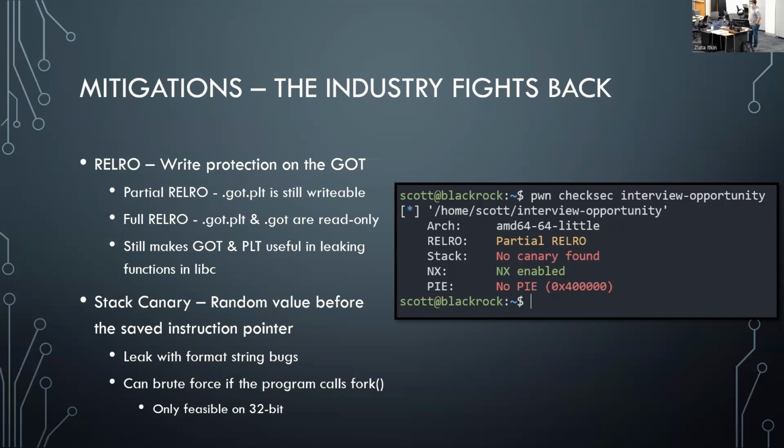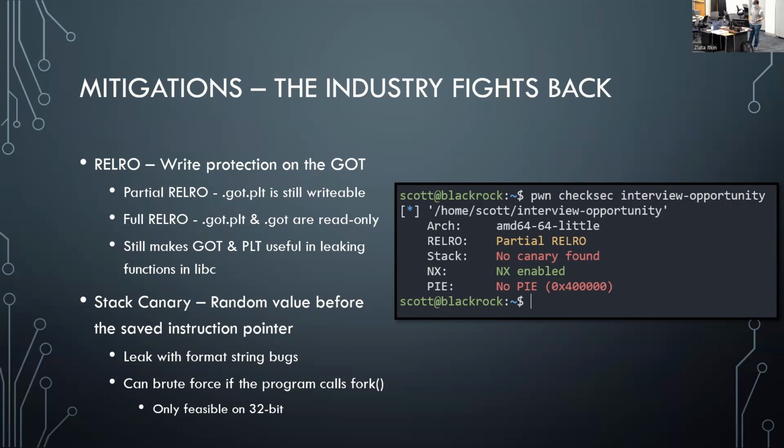And the two more famous mitigations are RELRO, or read-only relocation, which is essentially write protection for what's called the global offset table, something you'll see for dynamically linked binaries, aka something that's not static. Partial RELRO means that the procedure linkage table is still writable, so you can do some cool malicious tricks there. Full RELRO, on the other hand, makes both the PLT and the GOT read-only, but that doesn't mean it's completely useless, because you can still use that to leak addresses and thus do a nice return to libc attack easily.